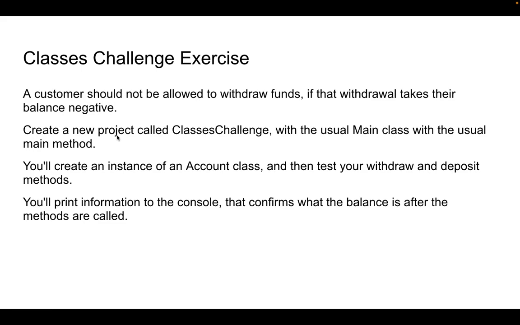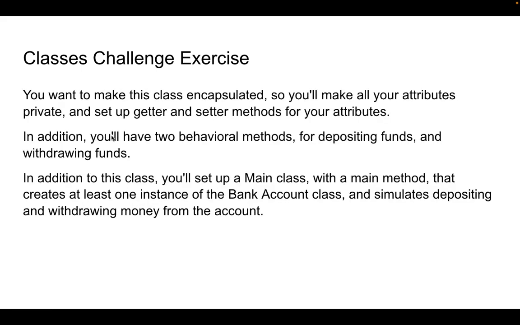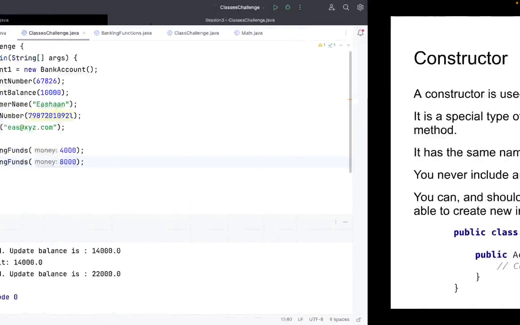Okay, so we have done with this, and another aspect that we have already covered is that you want to make this class encapsulated. It is there because we have both fields as well as methods in this. So we have to make all attributes private. We have done that. We have two behavioral methods, that is deposit and withdrawing funds. We have done that. In the main class, as a main method, we have one instance of the bank account class, and we are simulating the functioning of depositing and withdrawing the money.